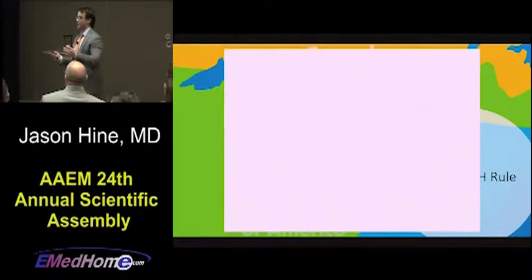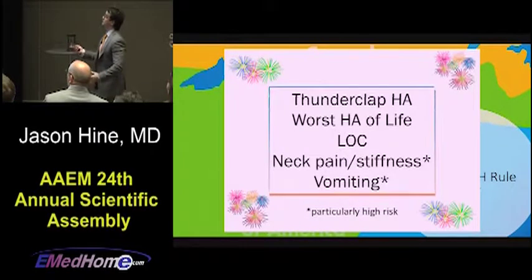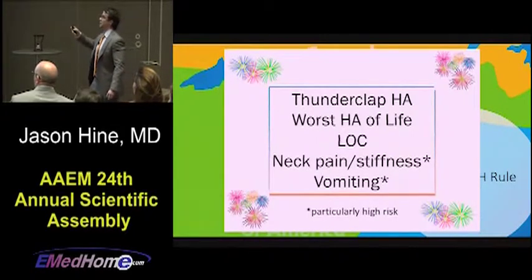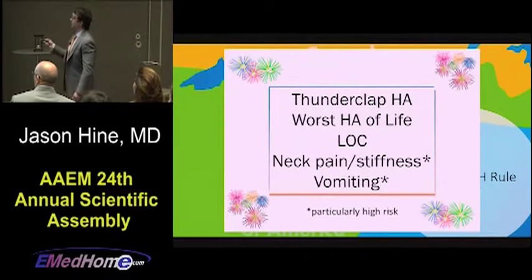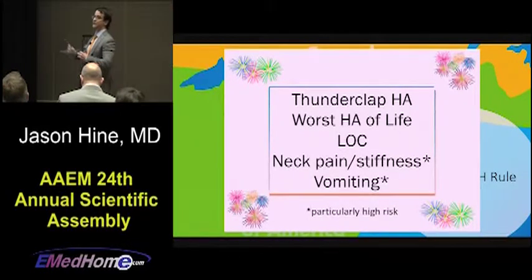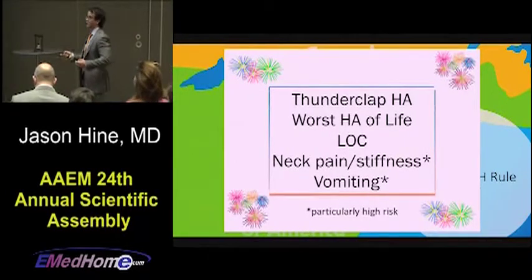So the elements that are high risk, statistically significant and clinically relevant, are right here: thunderclap headache, worst headache of life, LOC, and in particular, neck pain on history, stiffness on exam, and vomiting. So it's taken away age and it's taken away the exertional component. It's not that different from the rule, but in particular this bottom aspect should really make you concerned.